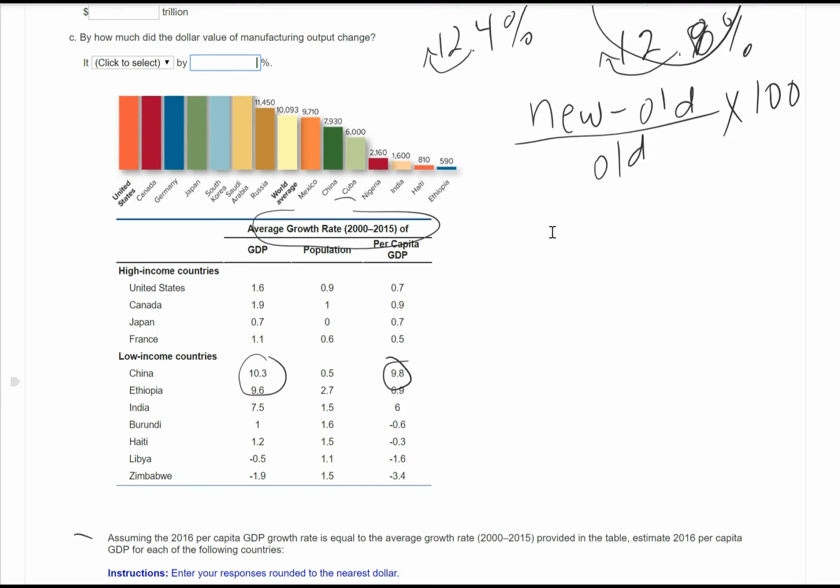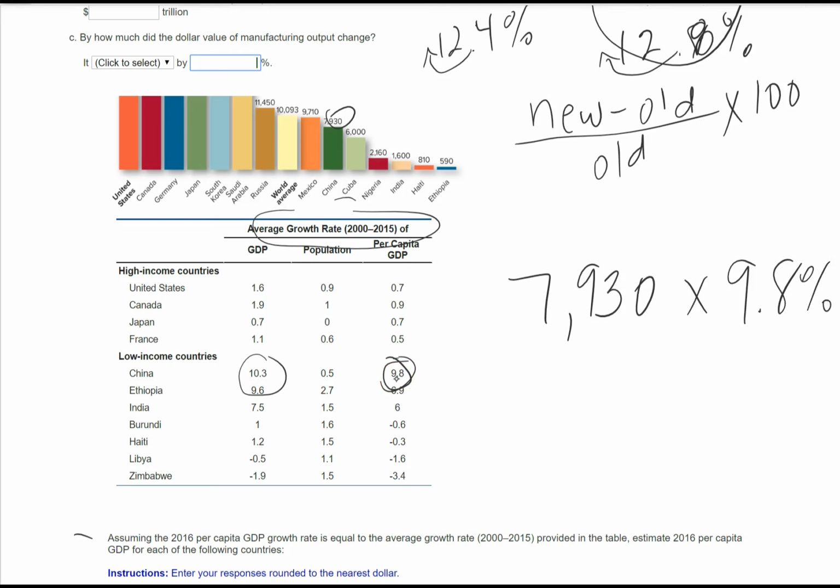So in this one, let's do China, for example, and the per capita GDP in China is going to be 7,930, and you're going to find the per capita GDP rate of growth. Watch out, because this is GDP, and that's population. So the per capita rate of growth is set at 9.8%, and you're really just going to take that value, multiply it by 9.8%, and then add that value to the original.